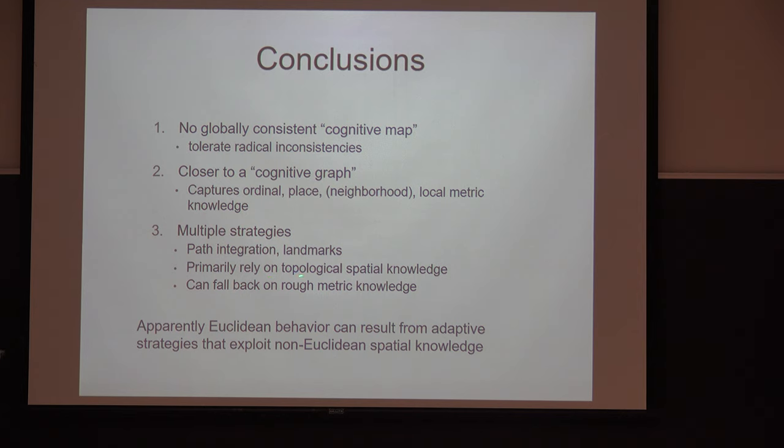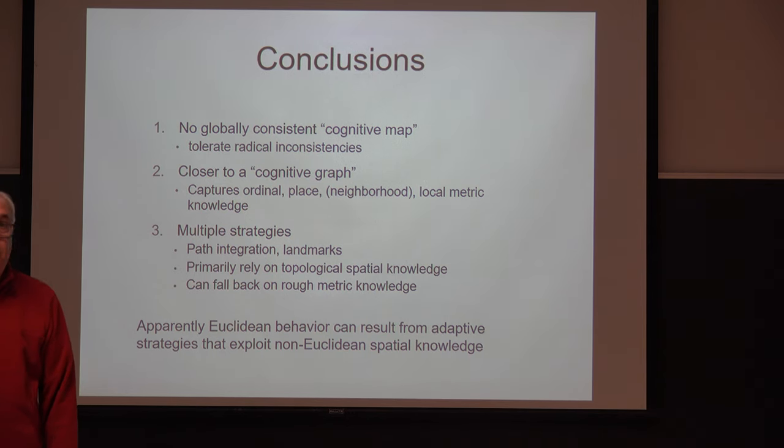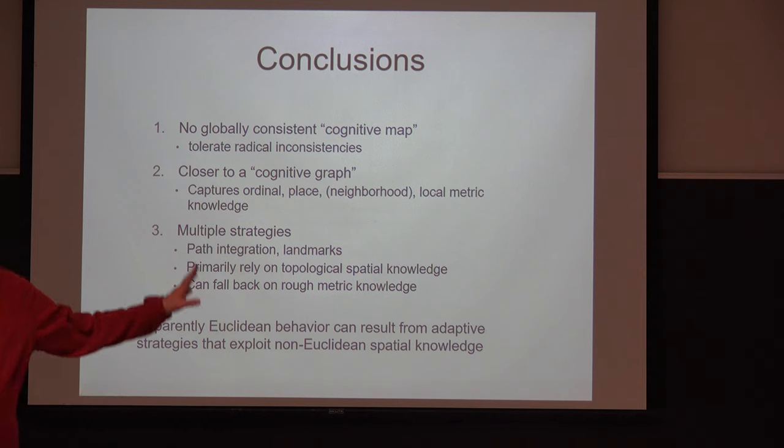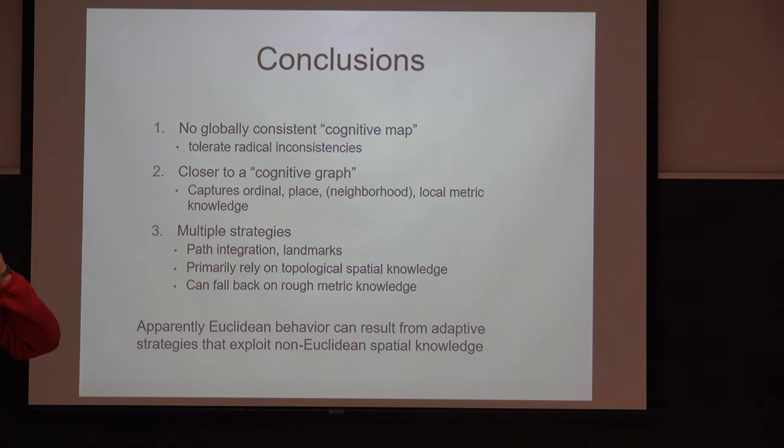They primarily rely on topological spatial knowledge and can fall back on rough metric knowledge. So apparently, Euclidean behavior can result from adaptive strategies that exploit non-Euclidean spatial knowledge. Any questions about this before I move on? All right, let me just say a little bit about these experiments because I think they're really elegant.